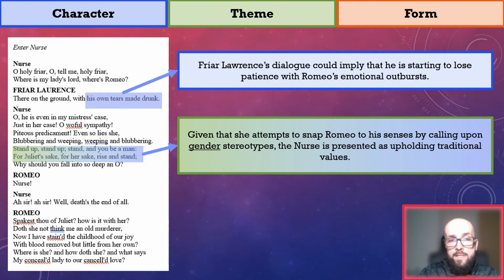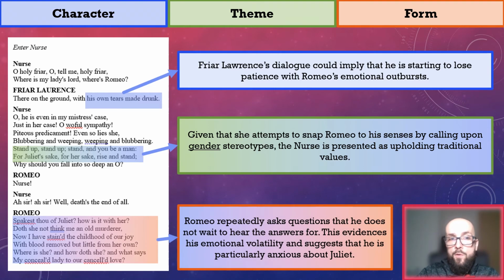After the nurse addresses him, Romeo bombards her with a series of questions but does not wait to hear her response to them. This repetition of questions evidences Romeo's emotional volatility and suggests that he is particularly anxious about Juliet and how she views him following his murder of Tybalt.